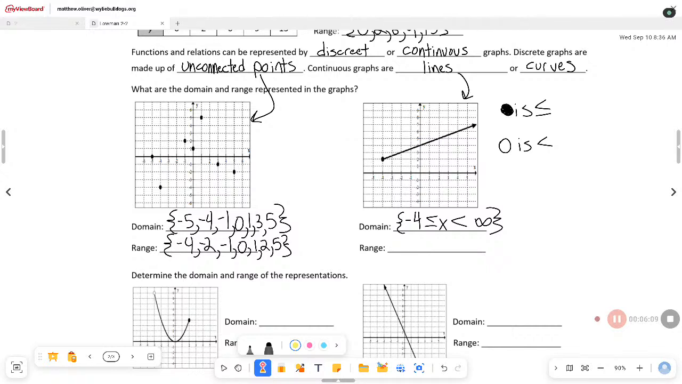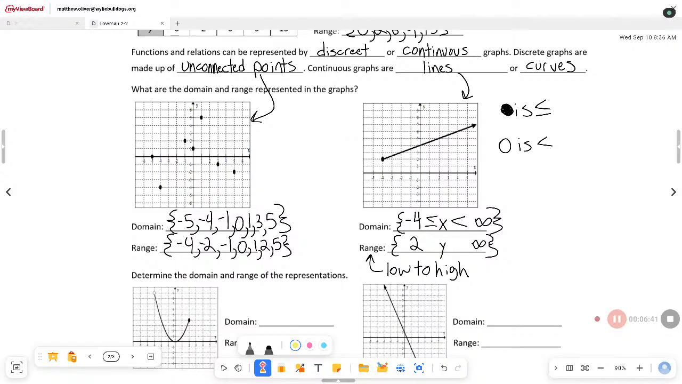Then for range, we're going to go low to high. So we're going to start at the lowest point here, which is at a +2. So start at a 2, then I have all my y values, and I hit an arrow up here. So when I hit an arrow, that means we're going all the way to infinity.